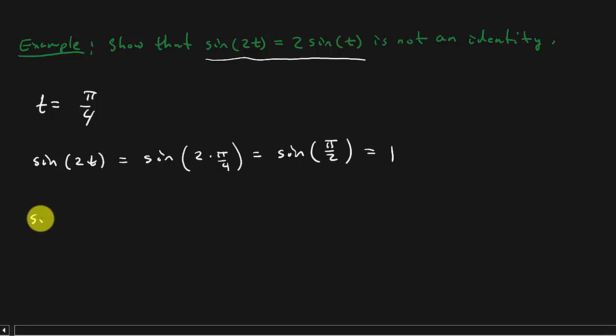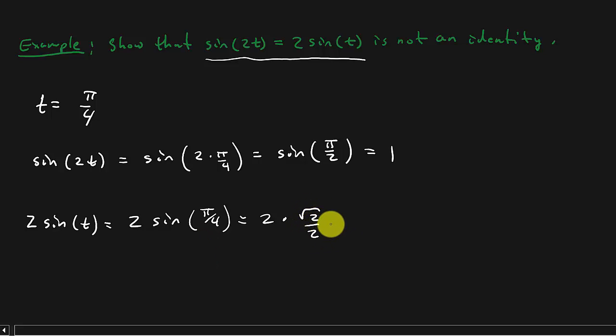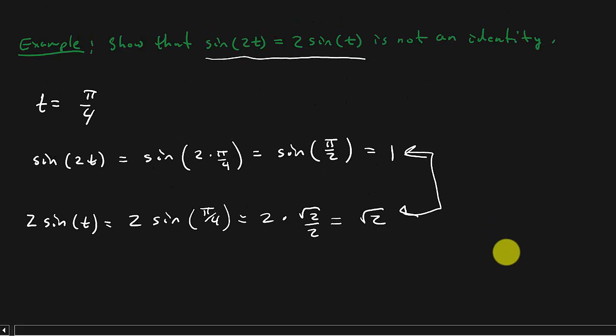All right. Now let's do 2 sine t. So that's going to be sine of, why do I keep leaving the 2 out? 2 times the sine of pi over 4. And what's the sine of pi over 4? That's square root of 2 over 2. The 2's cancel, and I get square root of 2. And so we have shown that this is not an identity because those are not the same. And that is the last problem.